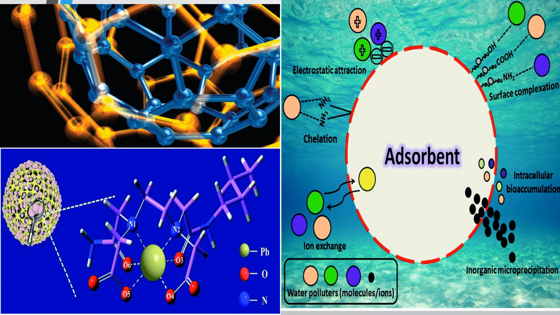And so in this picture, you have the adsorbent and the surface complexation, intracellular bioaccumulation, organic microprecipitation, ion exchange, chelation, electrostatic attraction. All these are water pollutants, either in molecular form or the ionic form.